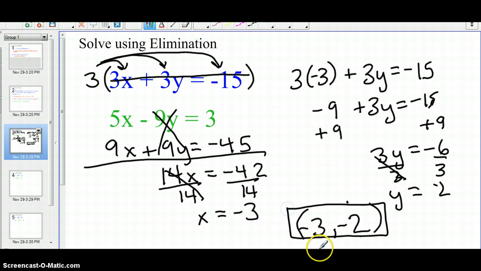Now what you could do to check that is to plug negative 3 and negative 2 back into those two equations to make sure that it made those equations true. Let's try another one.